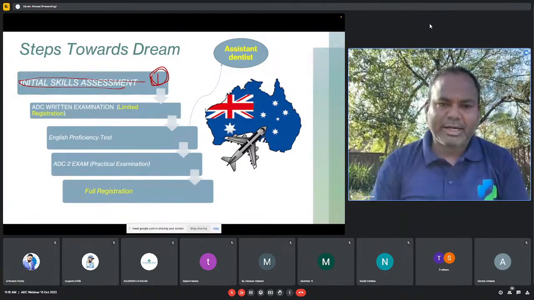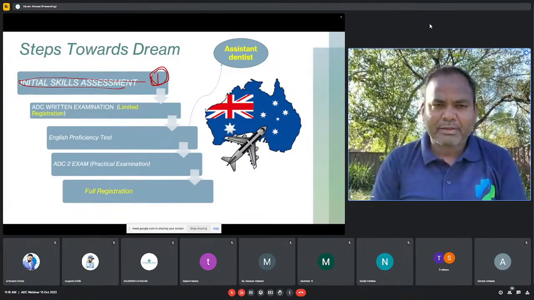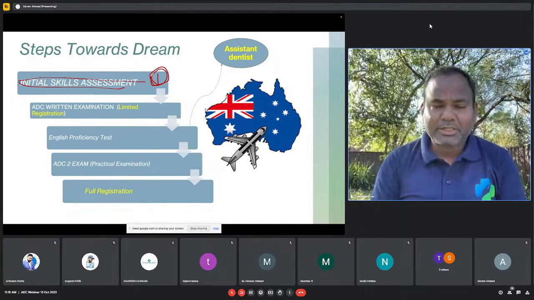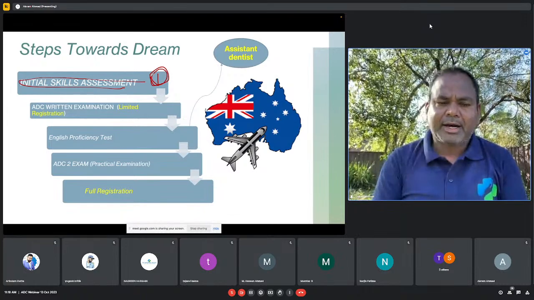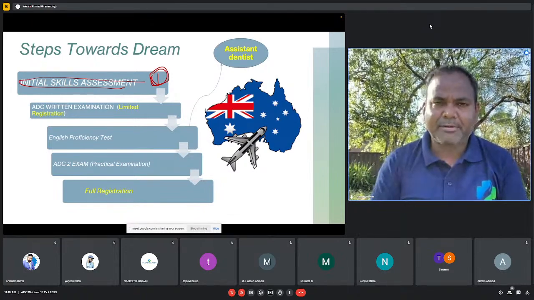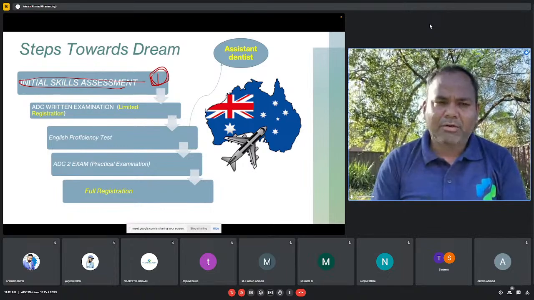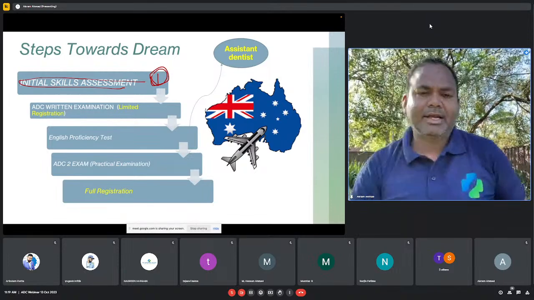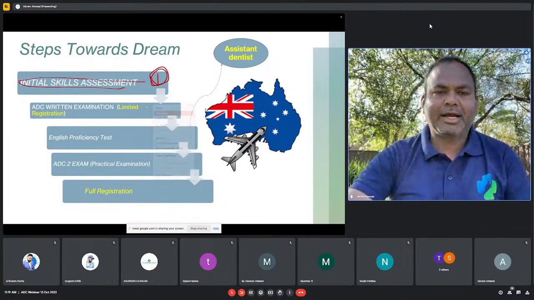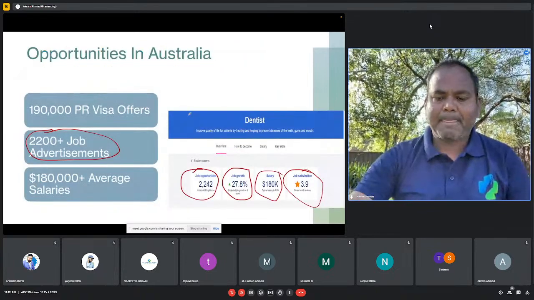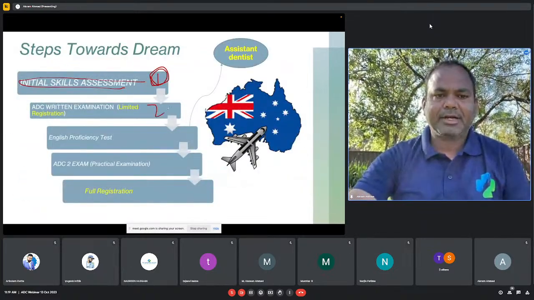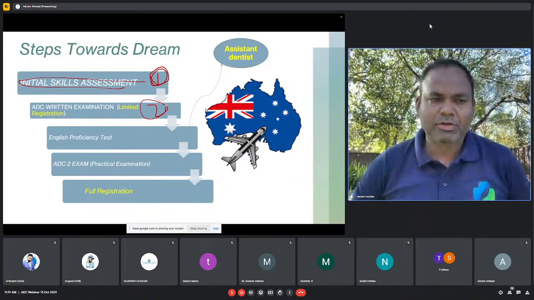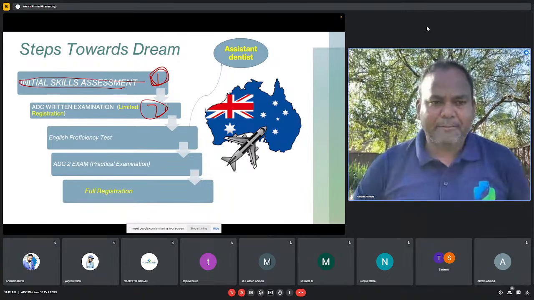They want to check your degree, from where you did your BDS or your doctoral degree in dentistry, and they also want to check that you are a registered dentist in your home country, and also a good standing certificate, a good conduct certificate basically from your council. All these documents they want to check when you are applying for initial assessment. Then the next step is step two, called the ADC written examination. This is a multiple choice question based exam, and we will provide the coaching for this for 4 months to pass this exam.